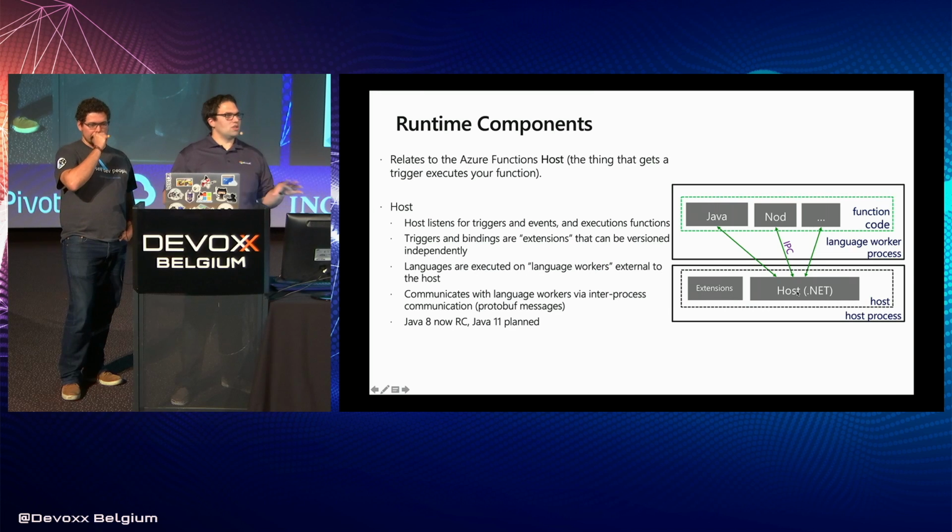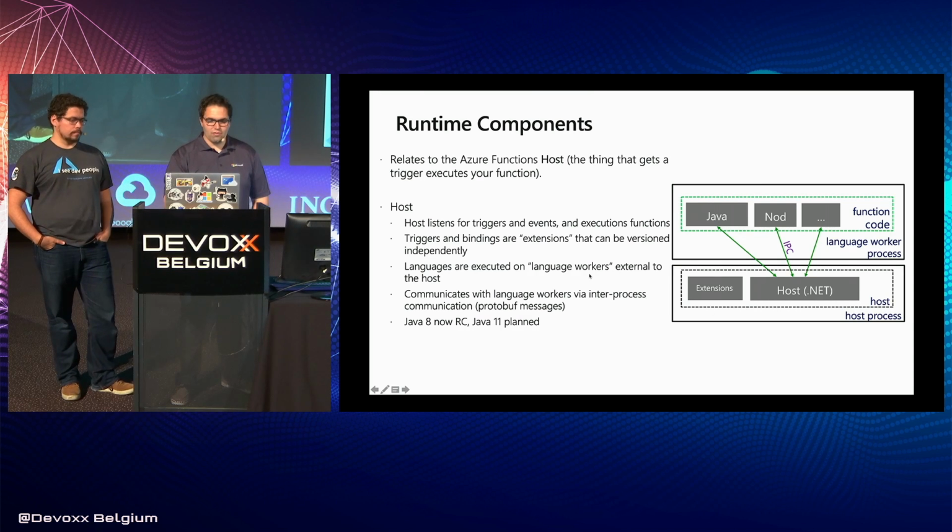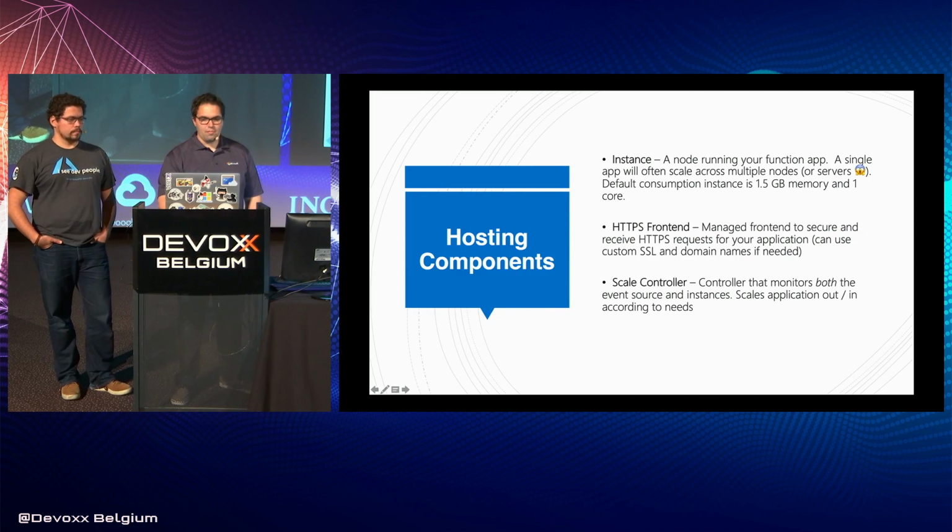So this host is in charge of orchestrating this. It sends all the logs back. It communicates with the service when it needs to, all for you for free. Java 8 is supported now in RC. We support production workloads. If you want to go into production on Azure Functions on Java, send us an email and we'll give you the green light and give you production-grade support. It will be generally available very soon, and we have Java 11 planned for sometime next year.